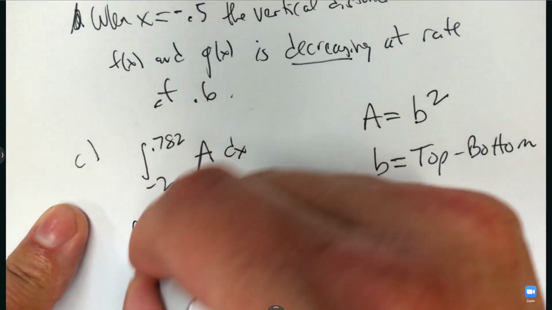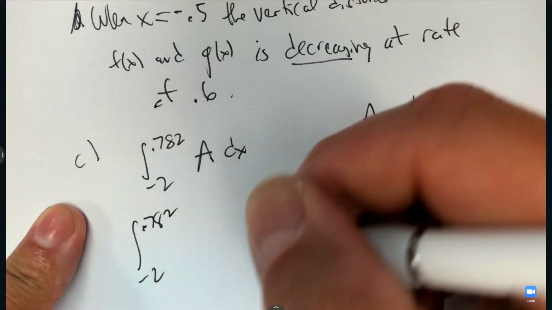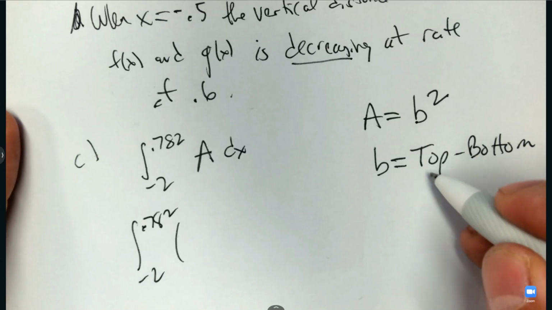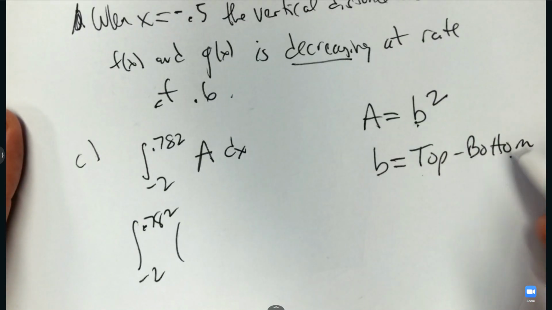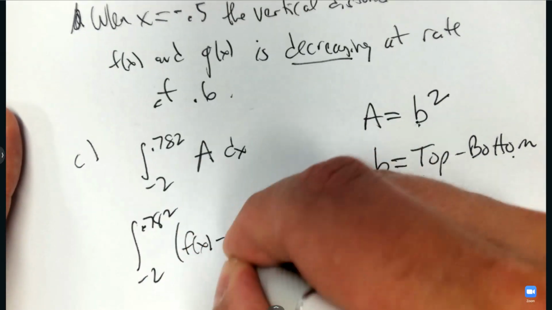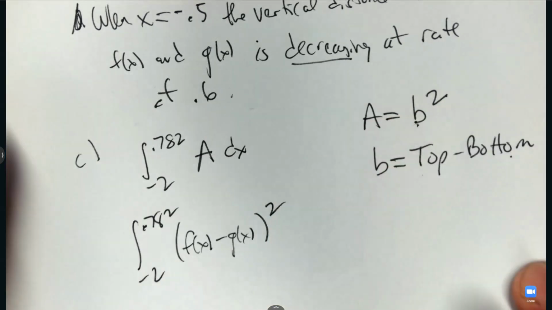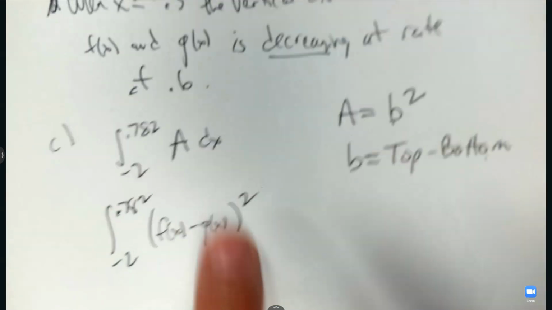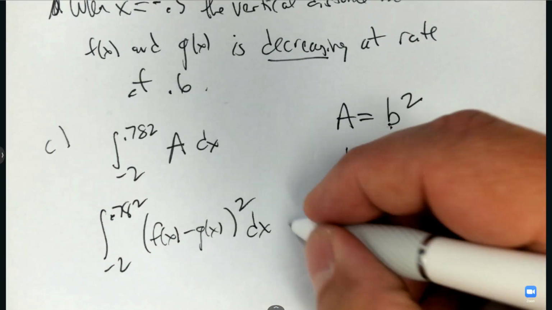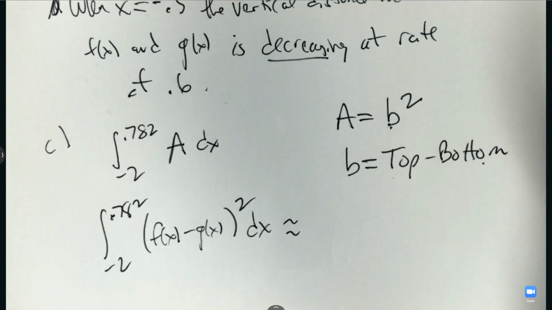So I'm going to integrate from negative 2 to 0.782. And then I'm going to go, the base is top subtract bottom. So that's f at x subtract g at x. And the formula is take that base and square it. And then that's what I'm going to type into the calculator.